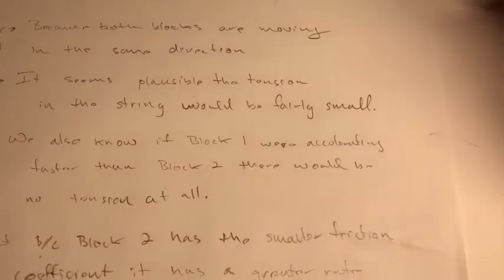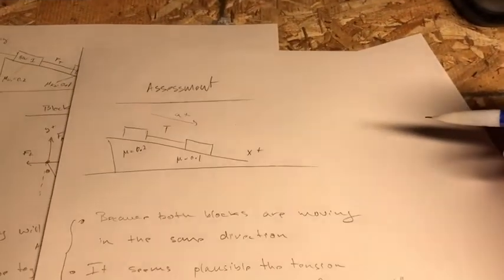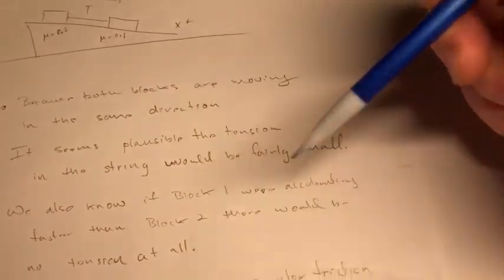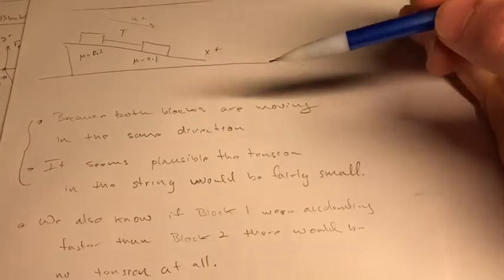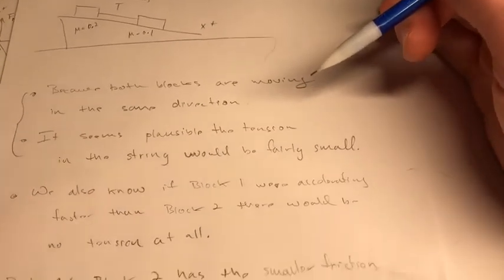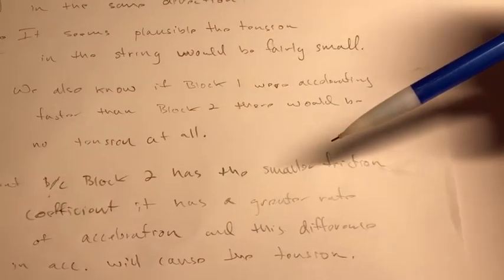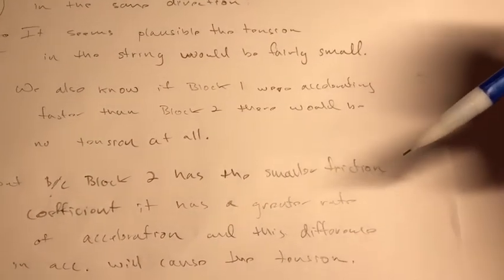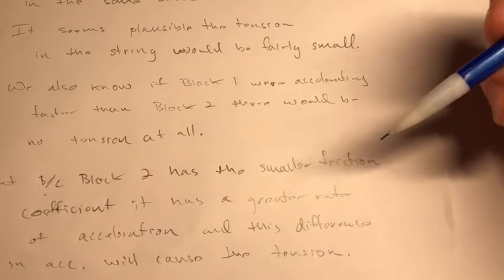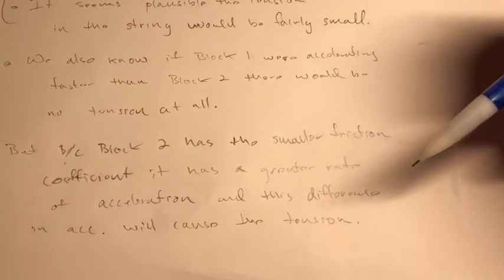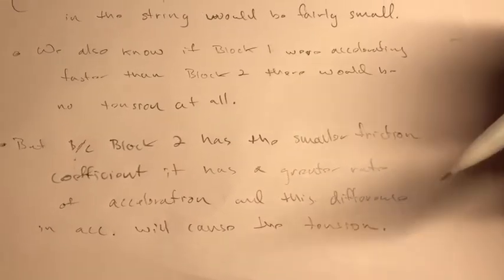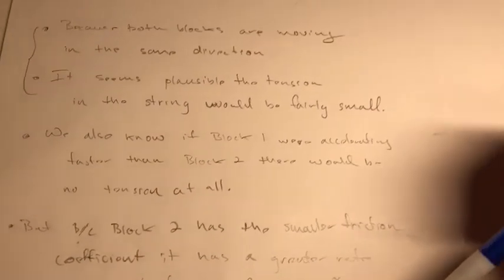we know that if block 1 were accelerating faster than block 2, there would be no tension in the string at all. So we know there has to be some tension because of block 2's smaller friction coefficient. Because it has the smaller friction coefficient, it has a greater rate of acceleration, and this difference in acceleration causes the tension.